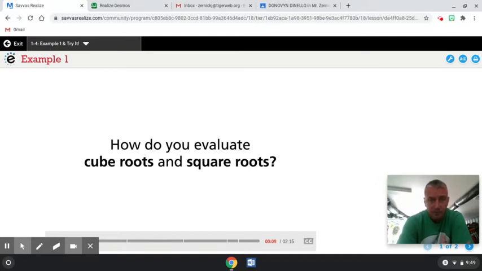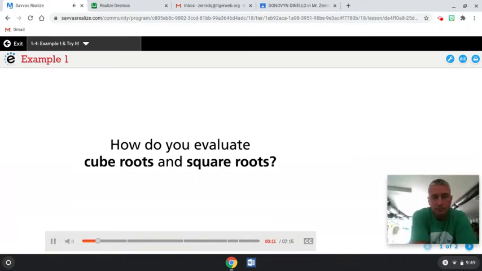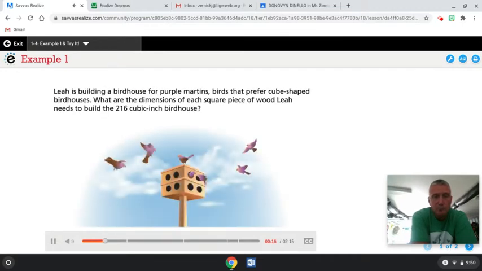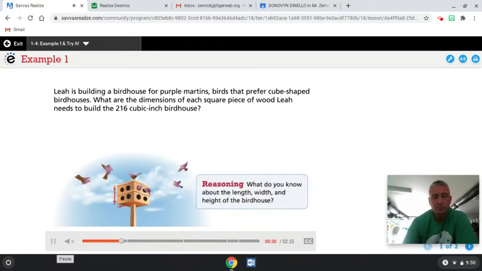So many times you'll know these without using the calculator, but we're going to use the calculator to help you out with them. So this is example 1, and let's try example 1 just so you can see what's happening. Think about this question during the lesson. Leah is building a birdhouse for purple martins, birds that prefer cube-shaped birdhouses. She wants to know the dimensions of each square piece of wood she needs to build the 216 cubic inch birdhouse. What do you know about the length, width, and height of the birdhouse?